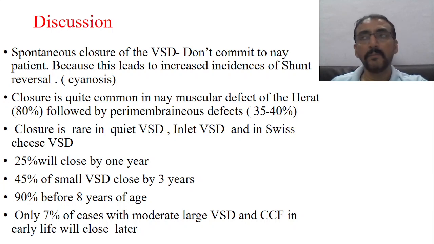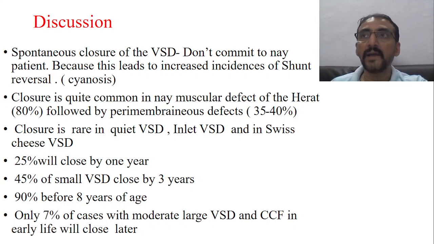See now, these are different types of VSD: Swiss cheese VSD, inlet VSD, quiet VSD, etc. If the quiet VSD, inlet VSD, or Swiss cheese type of VSD is there, then closure is very, very rare, very difficult. But in some other types, the closure may occur. 25% will close by 1 year.